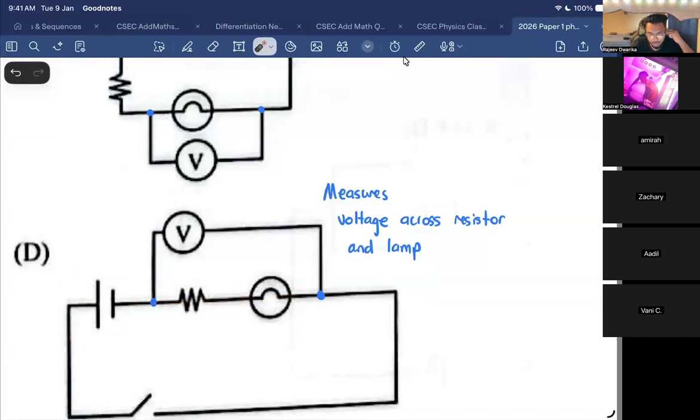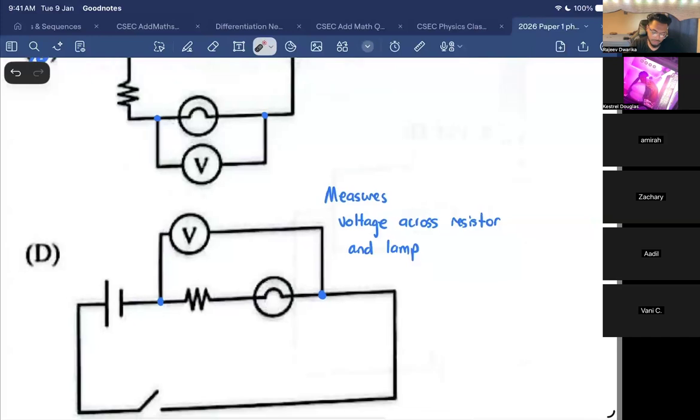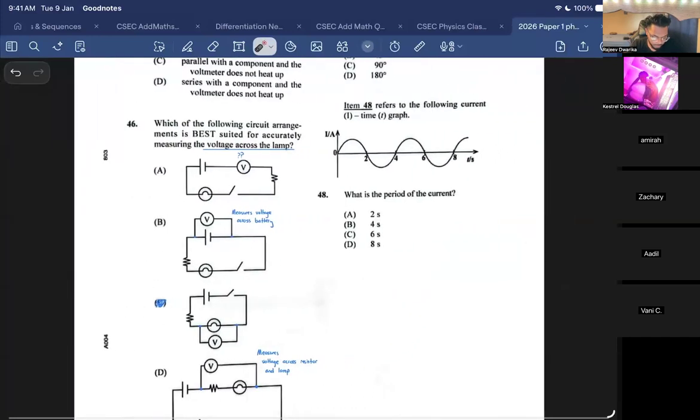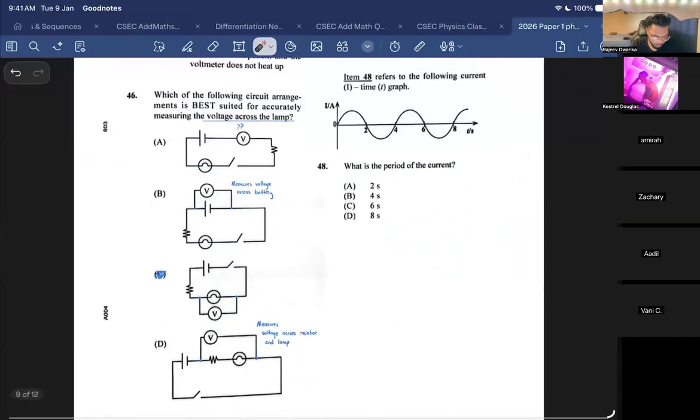Yeah. And obviously this is wrong because we just want to measure the voltage across the lamp. Exactly. So this is wrong. You did a really good job. Big up yourself.